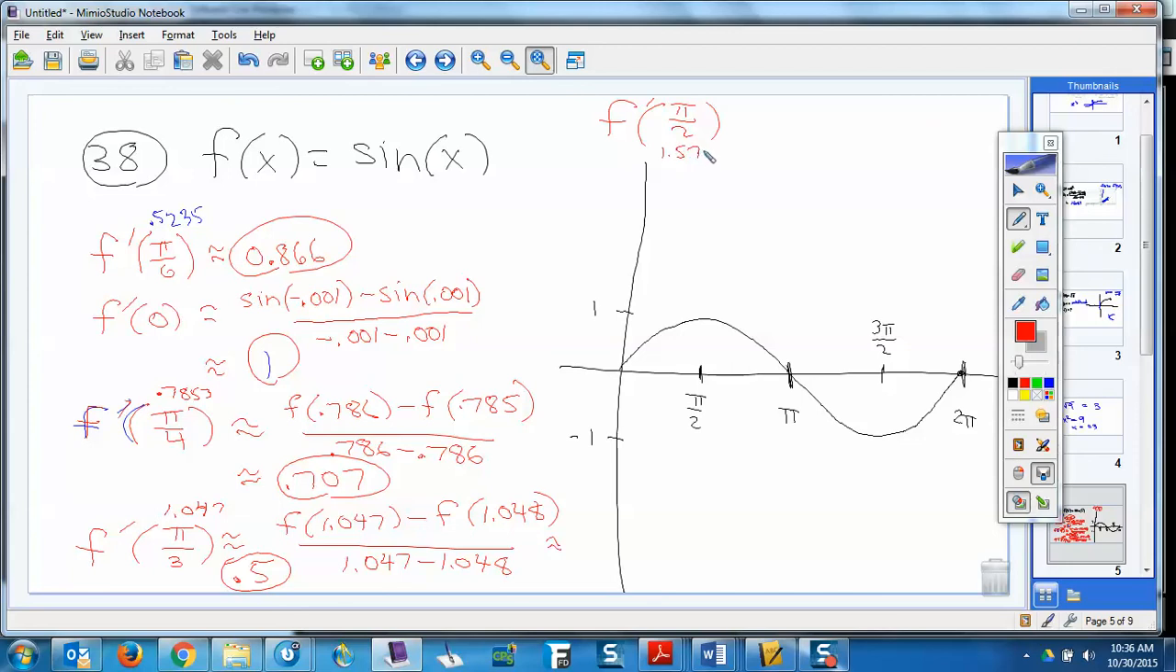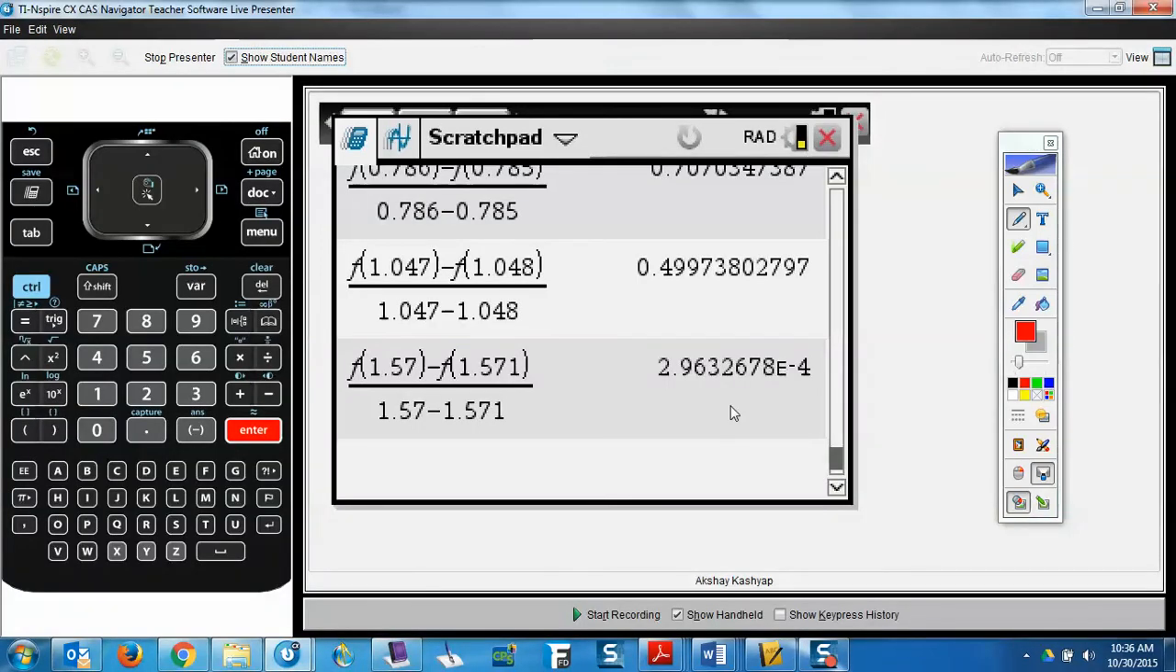1.570. Okay, so let's do f of 1.570 minus f of 1.571 over 1.570 minus 1.571. So those are two pretty close points, and that'd be the slope up here. And while he's doing it, we should get 0, right? Because just looking at the sine graph, I can tell up there we're going to have that. Probably going to be a scientific notation thing, e to the -4, so 0.000 something. So pretty close to 0.